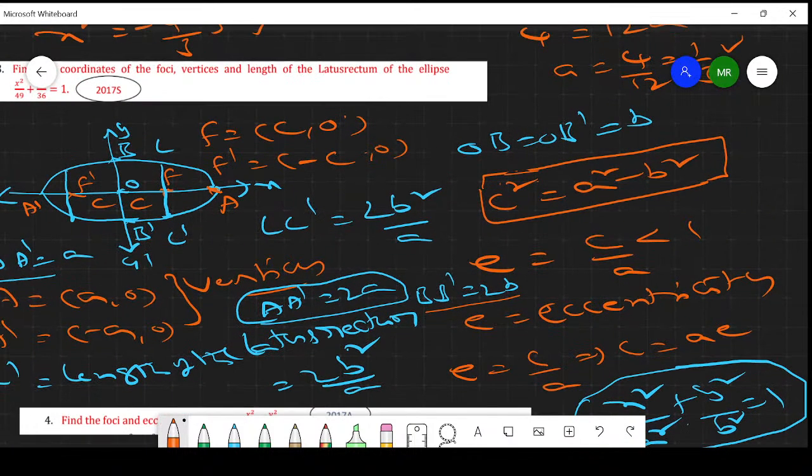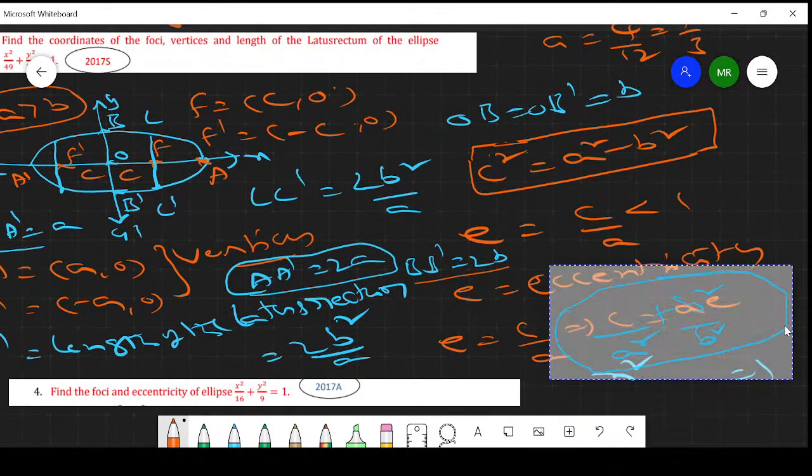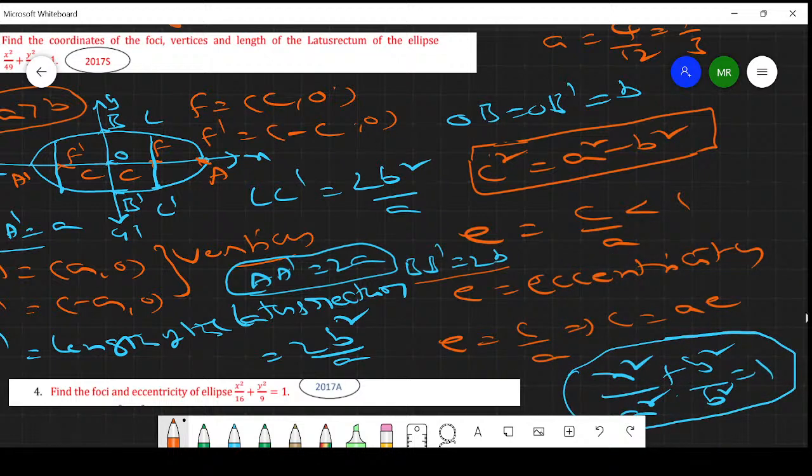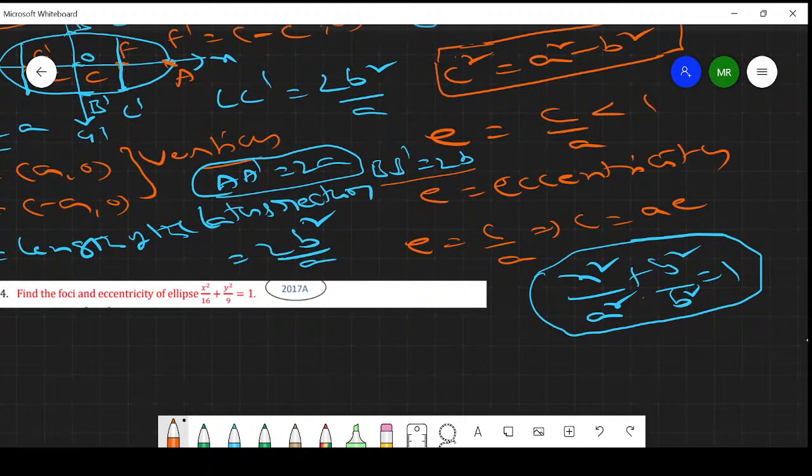The given problem is x square by 49 plus y square by 36 is equal to 1. Always in this case a is greater than b. In this ellipse, remember, a is always greater than b. That is important here. The a value should be greater than b.